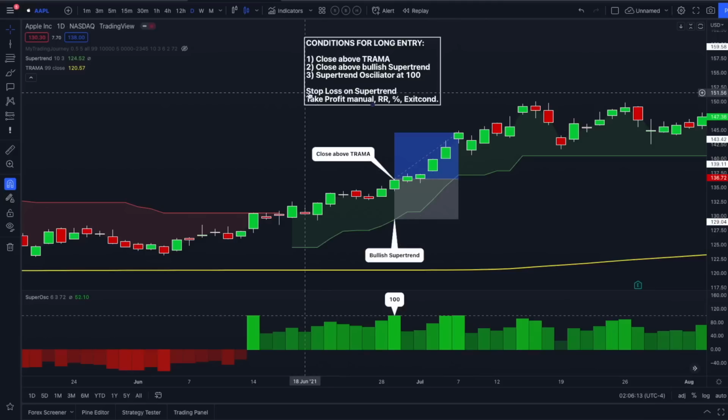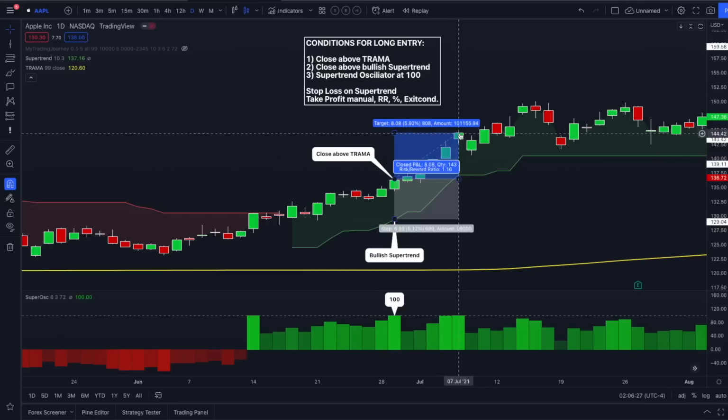We are going to place our stop loss on the super trend, and my trading journey is exiting his positions the next time a bar is reaching the value of 100. So right here on this candle close, he would have closed the position for a 1.16 risk reward. So that's not really what I would be looking forward to do.